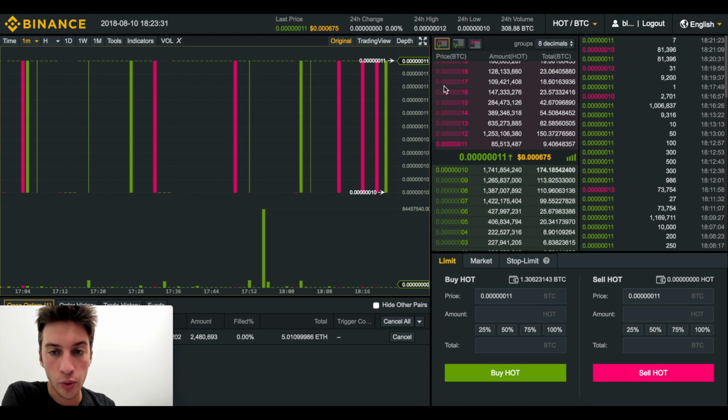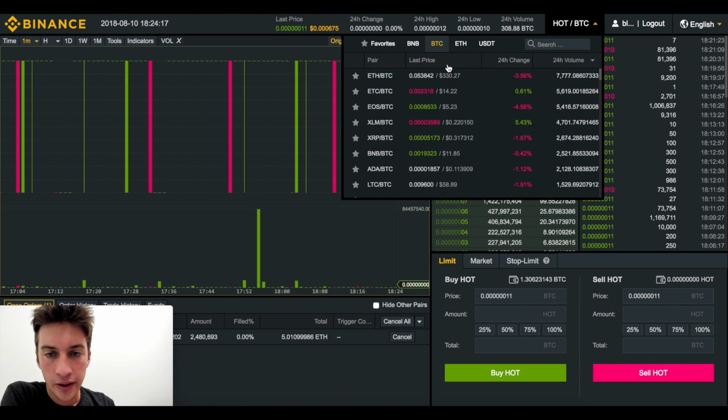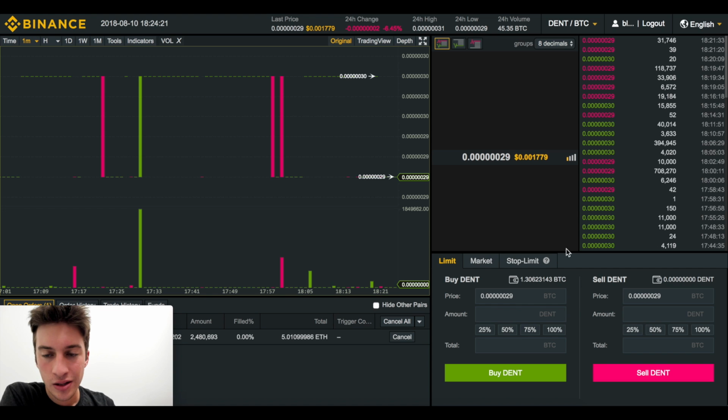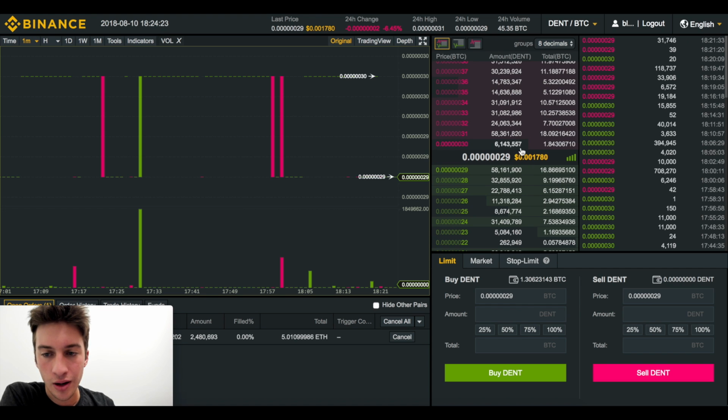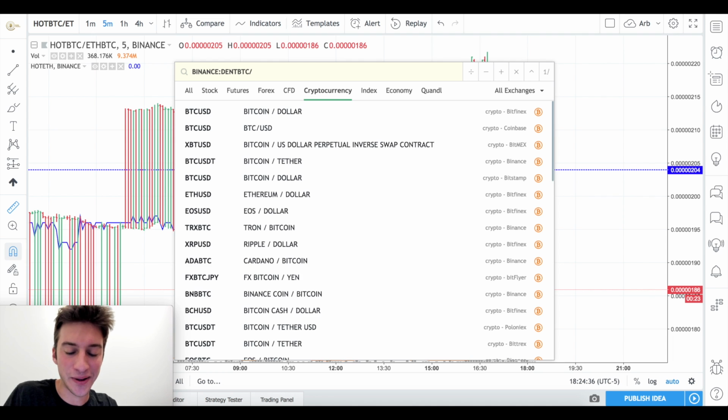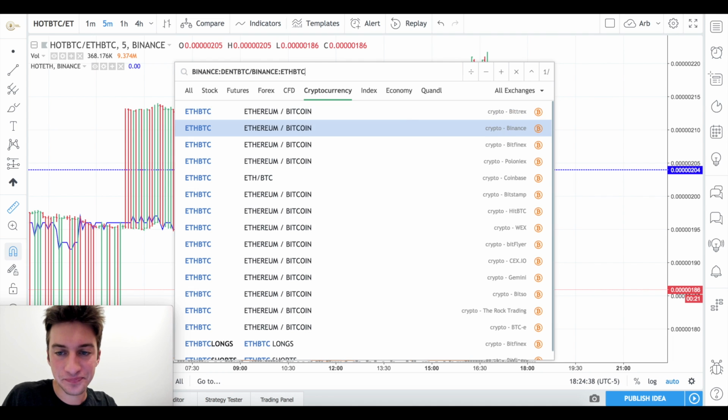Let's say I wanted to look at Dent. If I was to look at Dent, I would look at the bid and I would look at the offer. Right now, the bid's about 8 times stronger than the offer, and I would use that to look at the Dent ETH rate. I'll just show it here to make it a lot clearer instead of just talking about it.